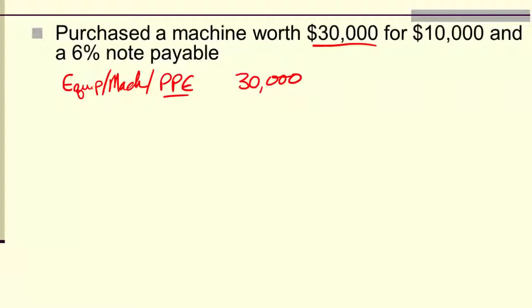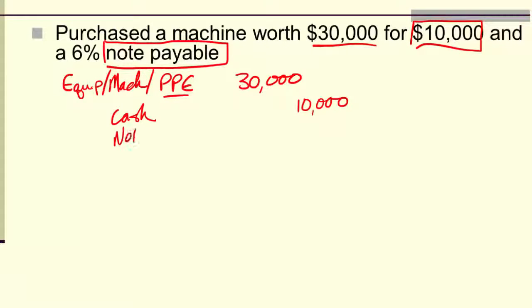Now let's see. $10,000 we paid, so that would be cash going out. And then we created this note payable. So notes payable for the rest, so $20,000.